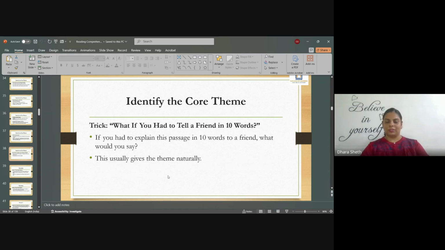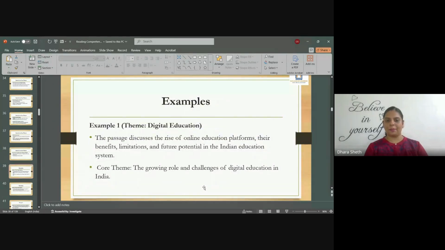So what if you had to tell a friend in just 10 words what this passage is about? If you can give the answer to this, usually it is the core theme. Okay. So for example, the passage discusses the rise of online education platforms, their benefits, limitations, and future potential in the Indian education system. So what would be the core theme? The growing role and challenges of digital education in India.